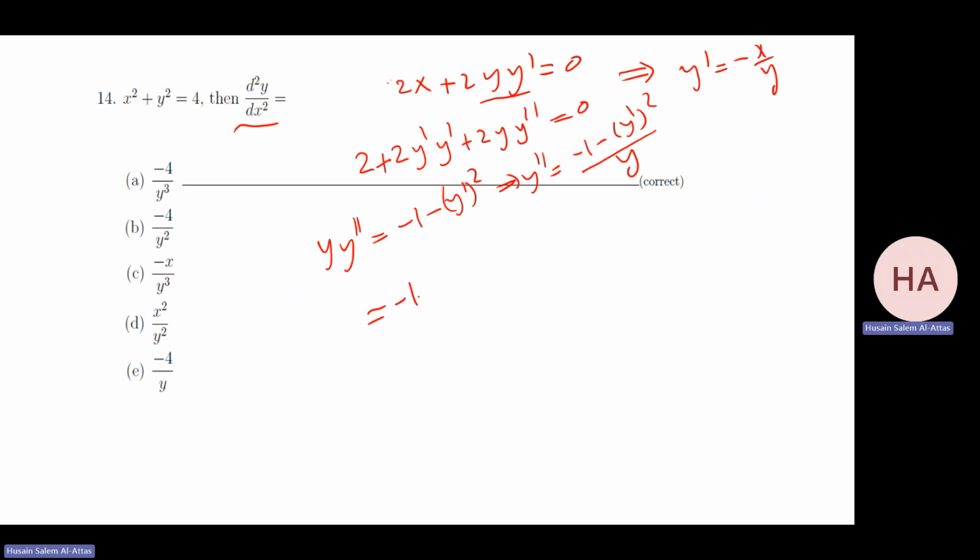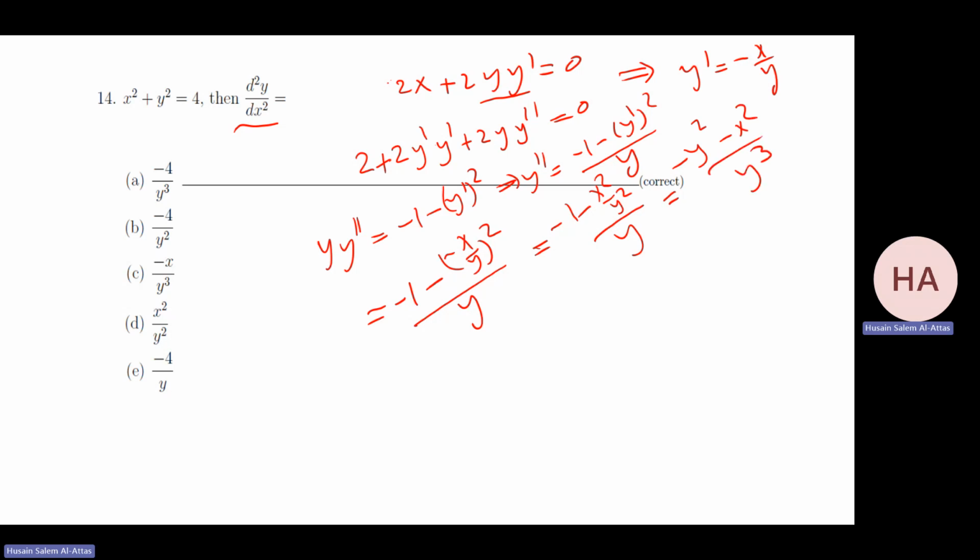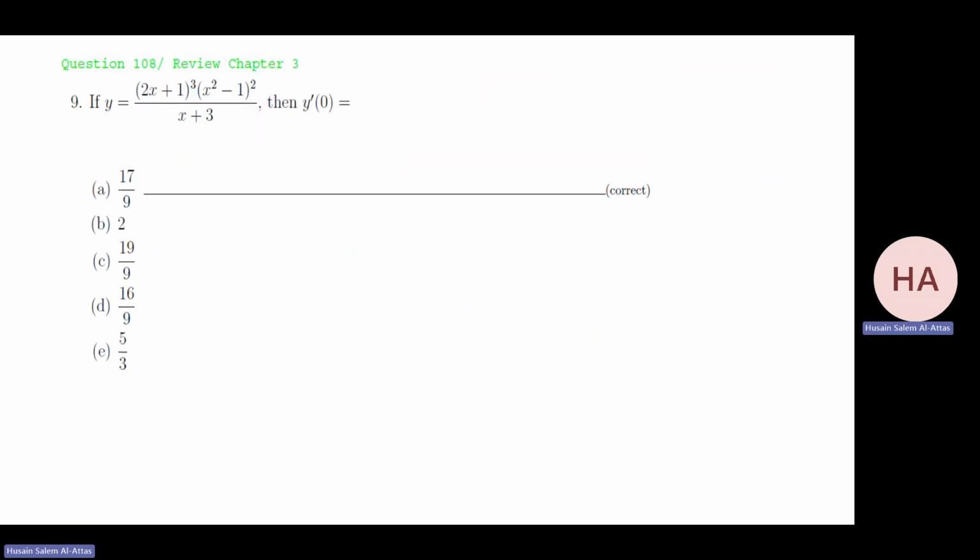And that will be minus 1 minus, what is y prime? Minus x over y, squared, over y. And that will give me what? Minus 1 minus x squared over y squared, over y, which is minus y squared minus x squared over y cubed. And that is minus 4 over y cubed. Using this, I took minus as a common factor. Yeah, try to do these ones.